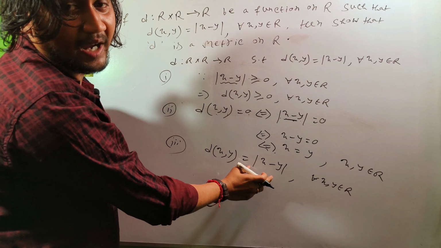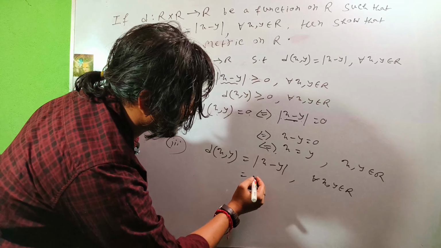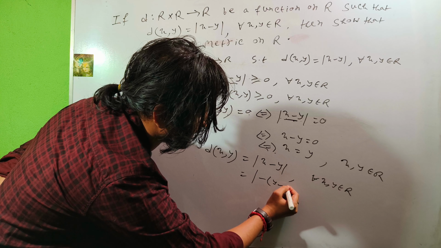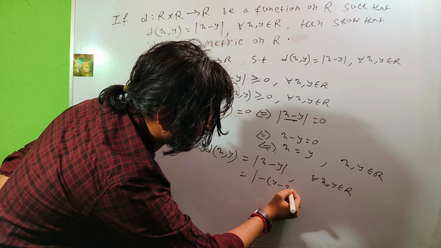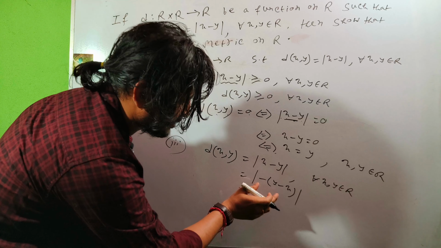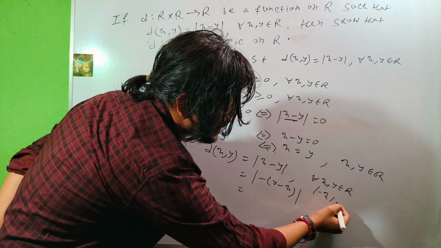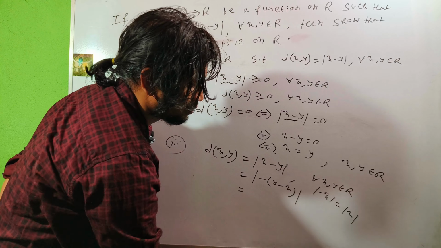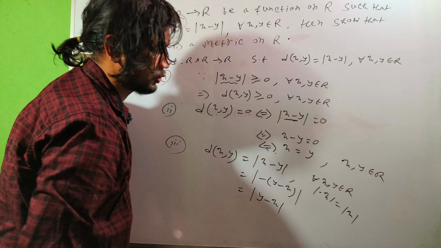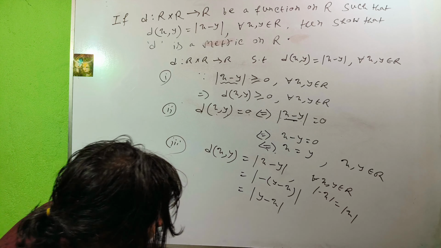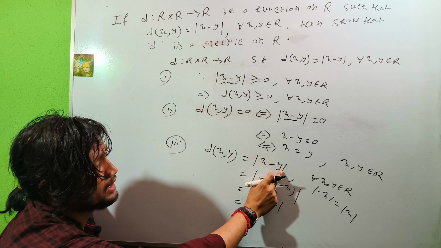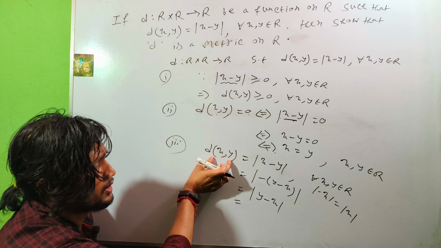Now mod of x minus y, which can also be written as, if we take minus outside as common, minus under the bracket y minus x, close the modulus. And as we know that mod of negative x is equal to mod of x, so from the property we can say it is equal to mod of y minus x. And from here, as d of x comma y is equal to mod of x minus y, so mod of x minus y is equal to d of x comma y.